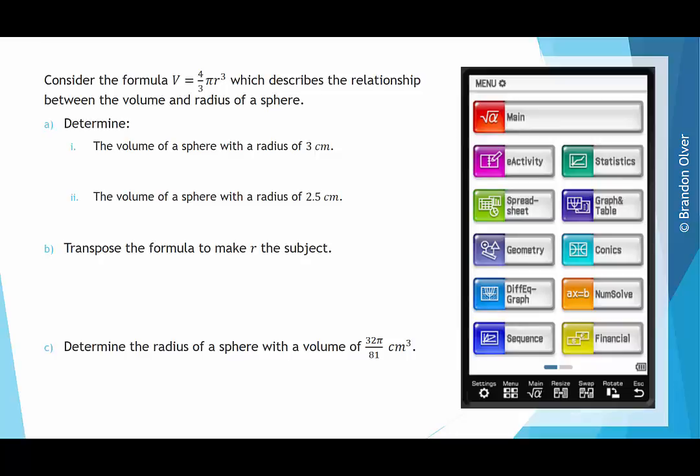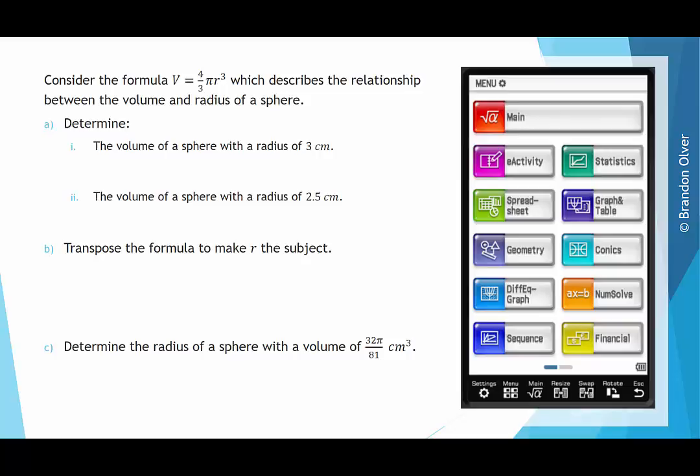Consider the formula V equals 4/3 pi r cubed, which describes the relationship between the volume and the radius of a sphere. For part A, we want to determine the volume of a sphere with a radius of 3 and the volume of a sphere with a radius of 2.5 centimeters.